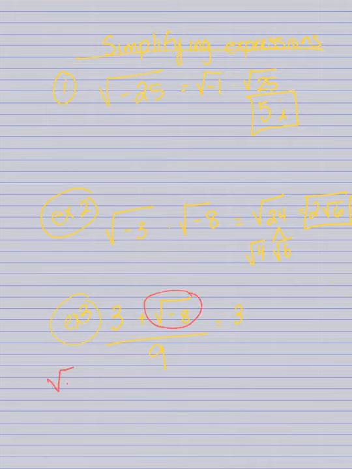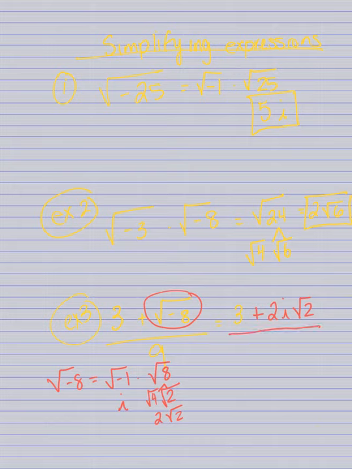So the square root of negative 8 is going to be broken into the square root of negative 1 times the square root of 8. Well, the square root of negative 1 is i. In the square root of 8, we look for the biggest perfect square. So that'll be 4 and 2. The square root of 4, the square root of 2. That becomes 2 square root of 2. And then we're going to include the i. So this becomes 3 plus 2i square root of 2 all over 9.